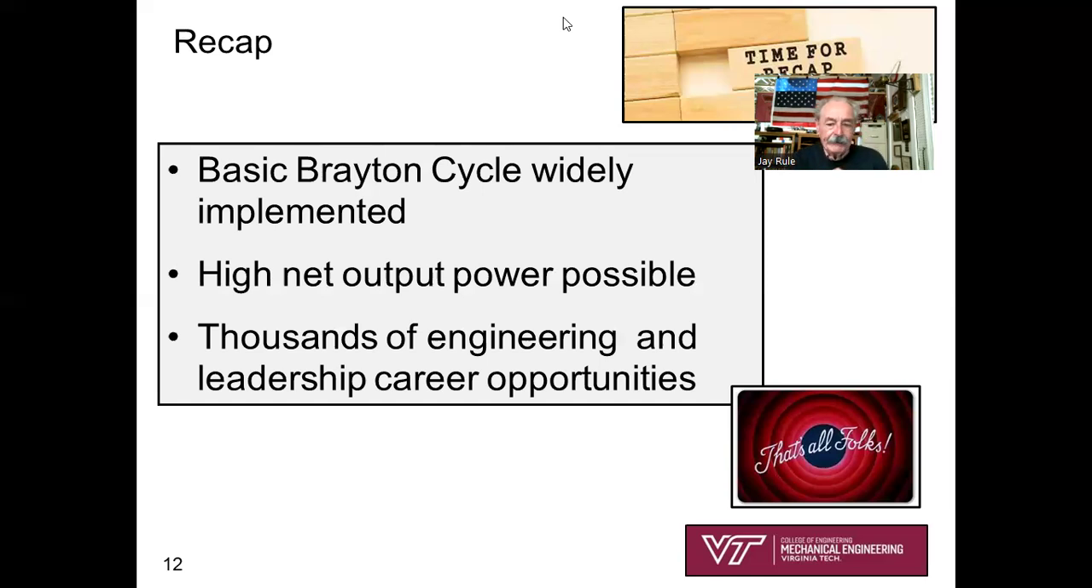So what's our takeaway here? I hope that some of these slides and images might pique your interest, and you might say, I could see working on something like this as a job, as an engineering career, or even a starting career. So recognize that the basic Brayton cycle is widely implemented. High net output power is possible. Of course, it takes a lot of energy to produce that high net output power. And also recognize that there are thousands of engineering and leadership opportunities associated with the gas turbine engine.